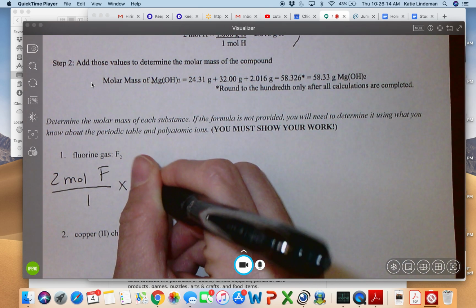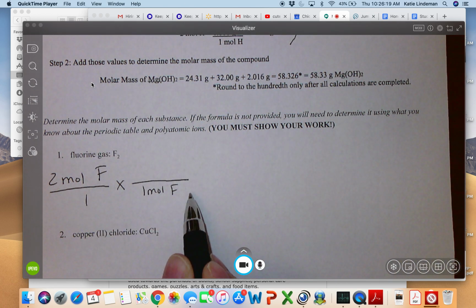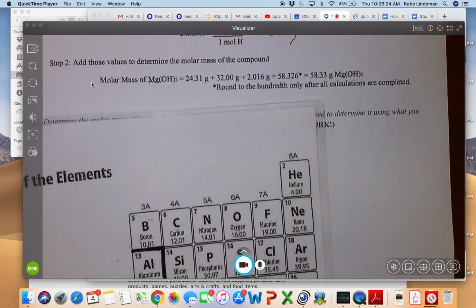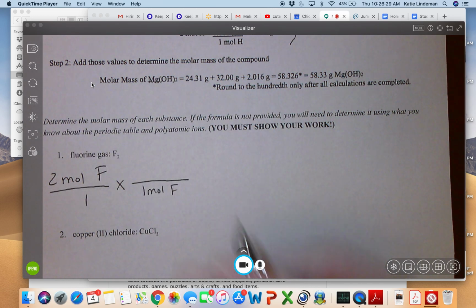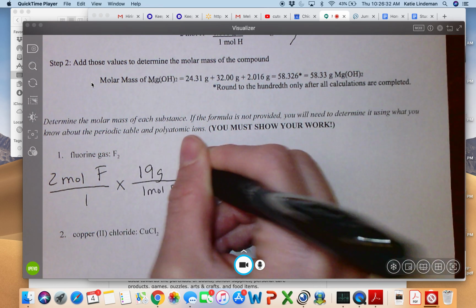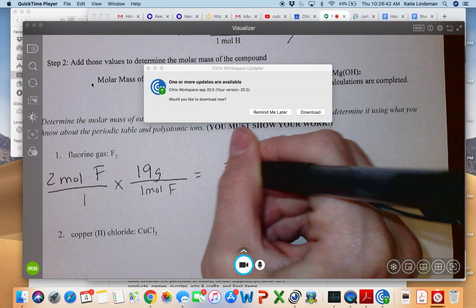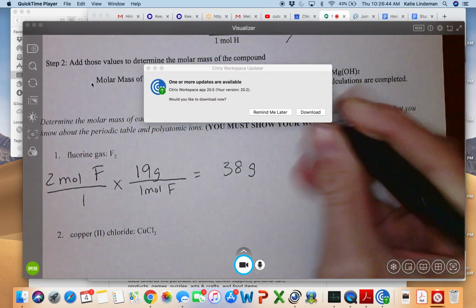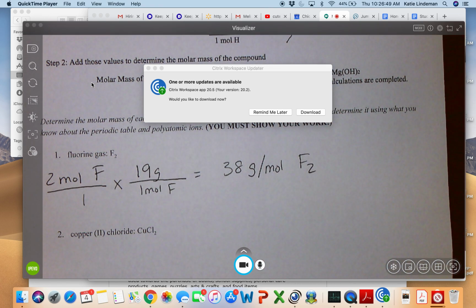And 1 mole of fluorine, because remember, whatever unit is on the top is the unit that always goes on the bottom. 1 mole of fluorine, if I look at my periodic table, fluorine is up here in the top right corner. 1 mole of fluorine weighs 19 grams. Okay, and then from there, I just actually use a calculator and calculate that out. So 2 times 19, we end up getting 38 grams per mole of F2. Okay.